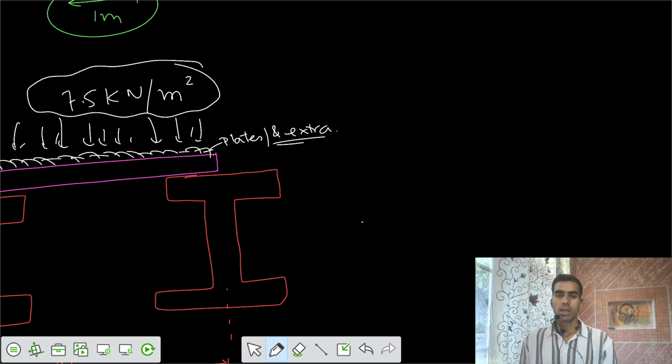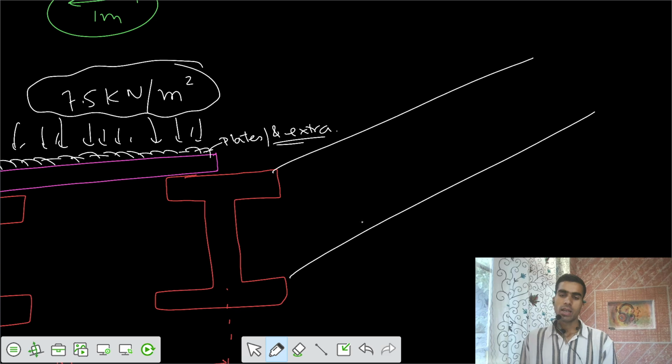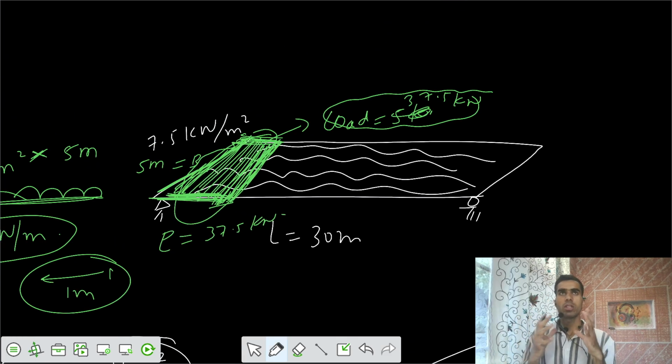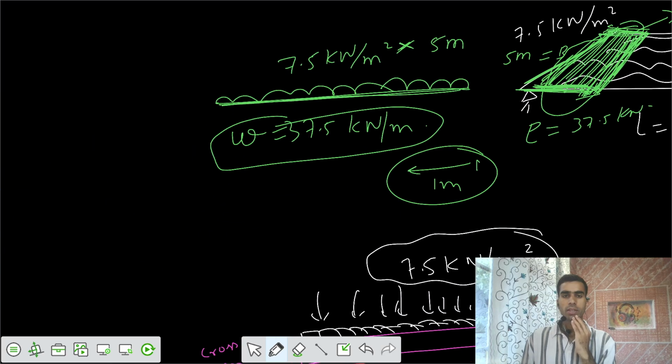And they are also placed in this way, that in the long direction L is some 30 meter. L was given to you. A length was 20 meter. So if there is some loading and we have two cross beams, I would say they would take half of that total intensity. Out of that total intensity of 37.5, the W on one girder would be equal to 37.5 divided by 2. Can I say that?